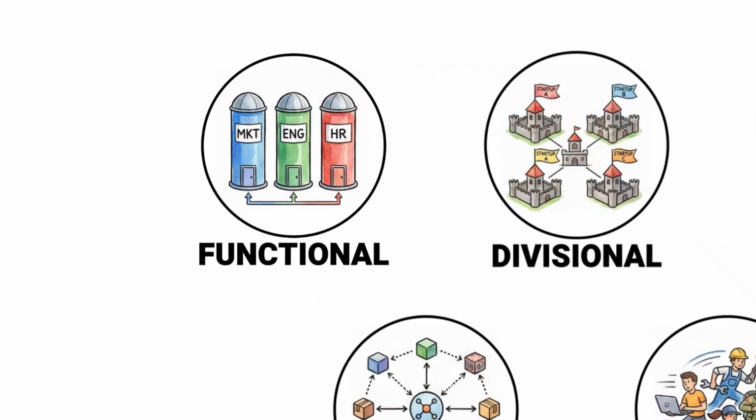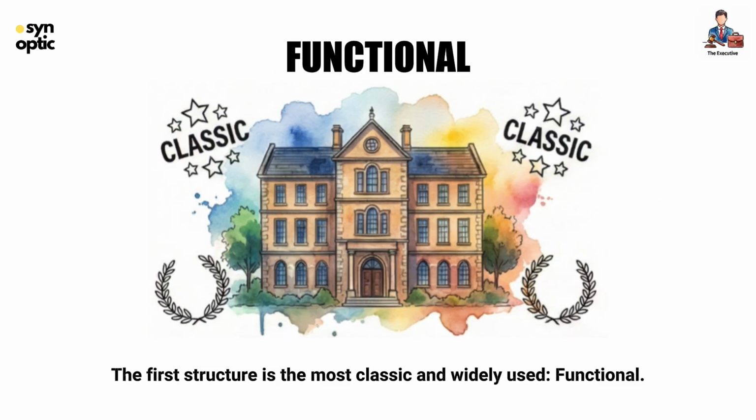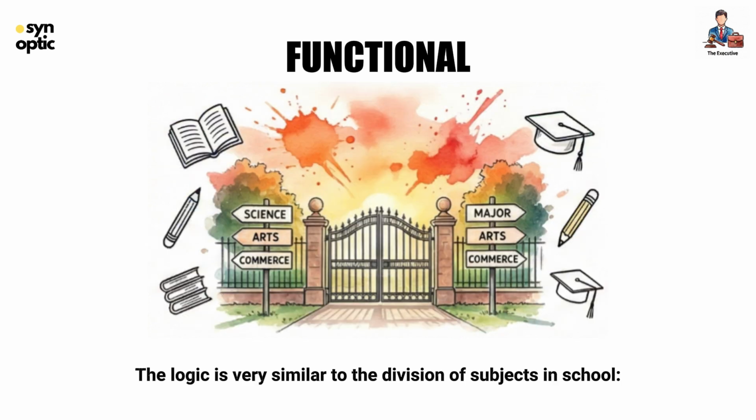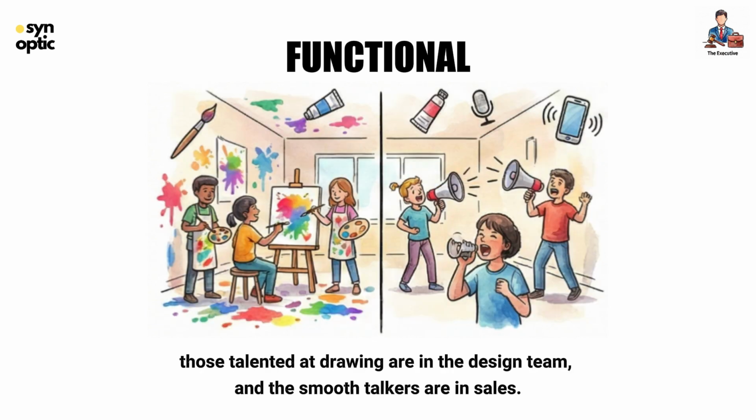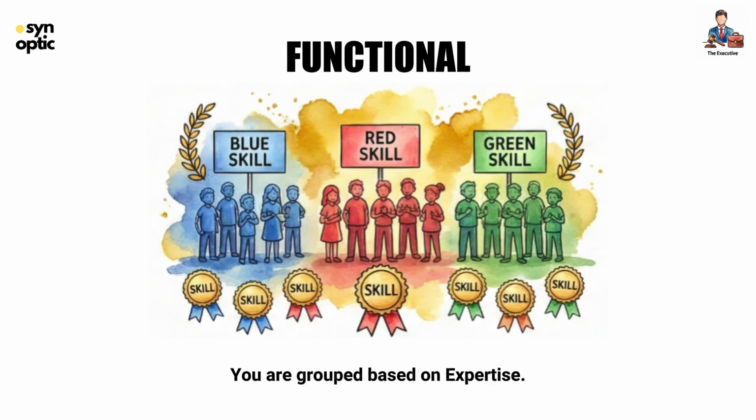Functional structure, the specialist silo protocol. The first structure is the most classic and widely used. Functional. The logic is very similar to the division of subjects in school. All the people good at math are gathered in the finance department. Those talented at drawing are in the design team, and the smooth talkers are in sales. You are grouped based on expertise.